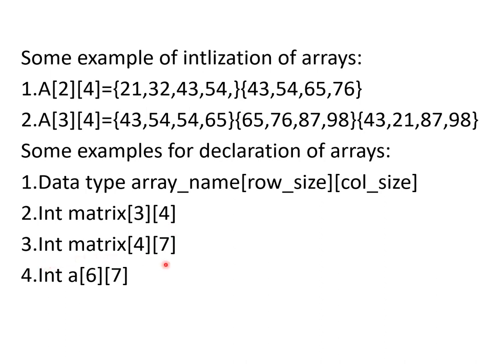Int matrix[4][7]. It is an integer data type, array name is matrix, 4 rows and 7 columns. Int a[6][7]. Integer data type, array name a, and 6 rows and 7 columns. This is about the initialization and declaration of a multi-dimensional array or two-dimensional array.